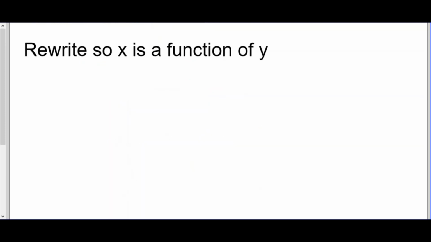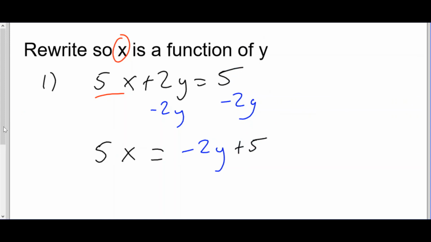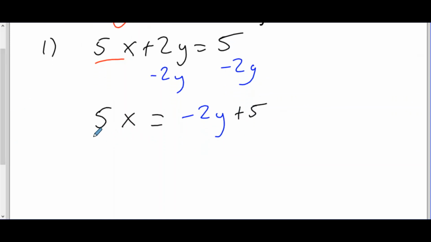Now let's go the other way. Rewrite so that x is a function of y. So this time I'm going to take those same equations, but solve for x. So here's my x term. I want to get rid of that y, so I will subtract 2 y's on both sides to now have 5x equals. Again, I'm going to put my variable part first, so that is a negative 2y and a positive 5. Now I'll divide both sides by 5 to get x by itself.